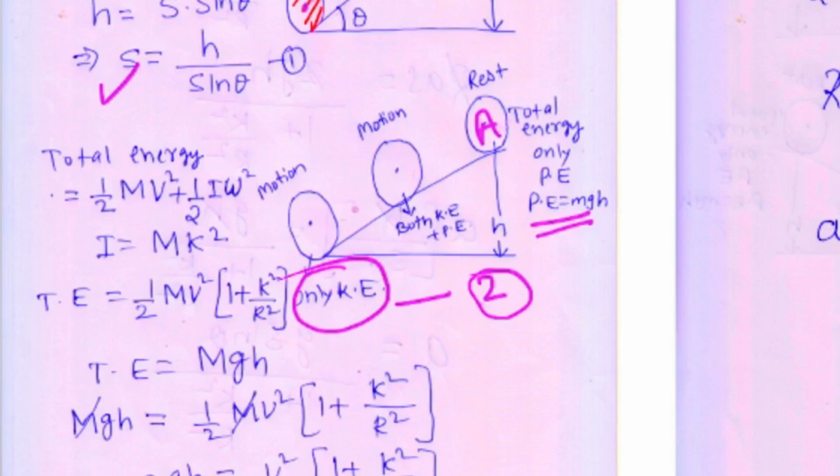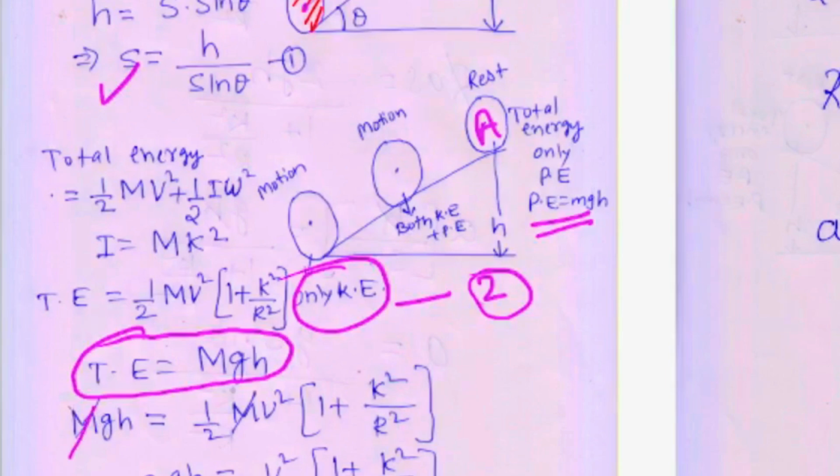And when it is in the middle between the topmost and bottommost, both energies are associated with the rolling body. The total energy at the topmost position equals mgh. When the body is rolling down, the total energy does not change. It may change from one type of energy to another, but the total energy remains constant, and the total energy of the rolling body is also given by mgh. So mgh equals half mv square times 1 plus k square upon r square.